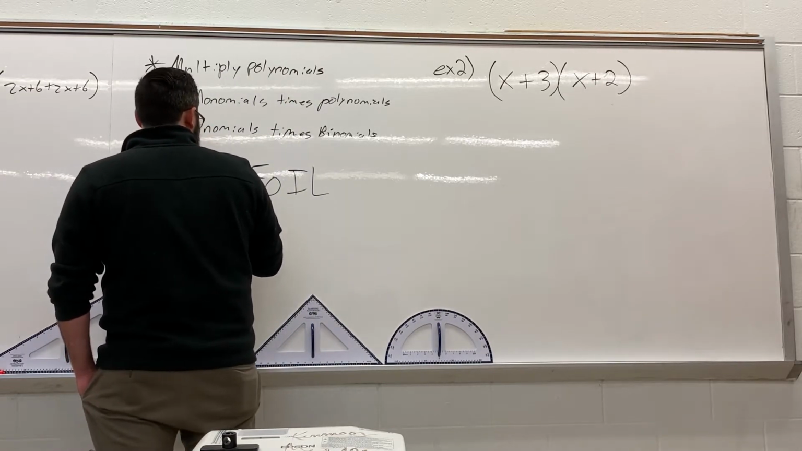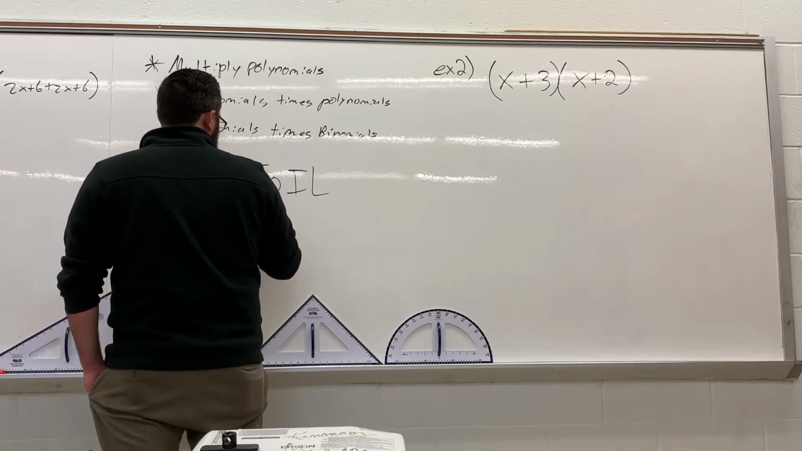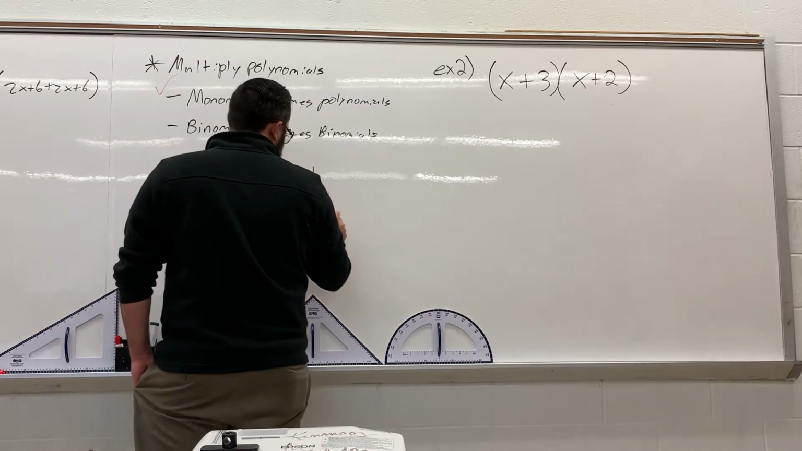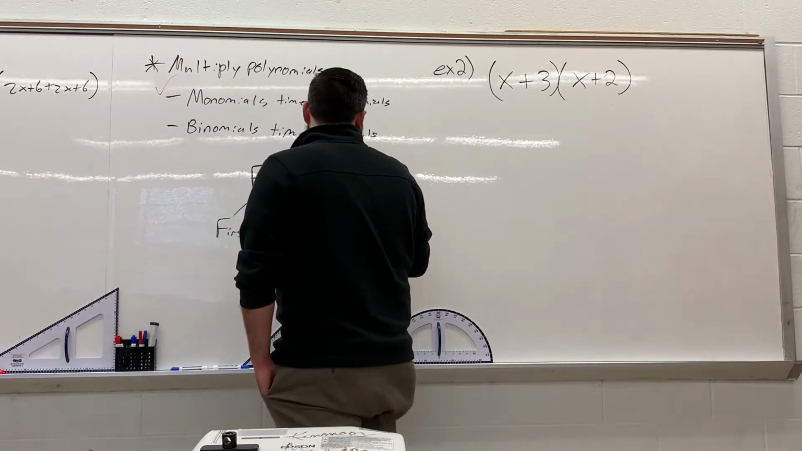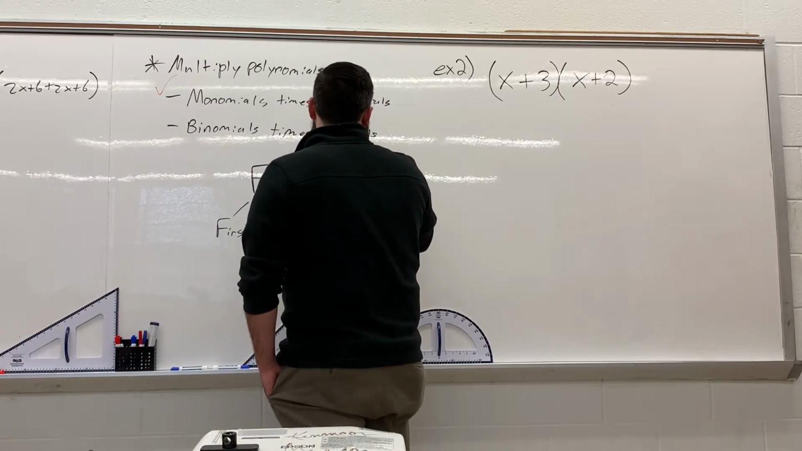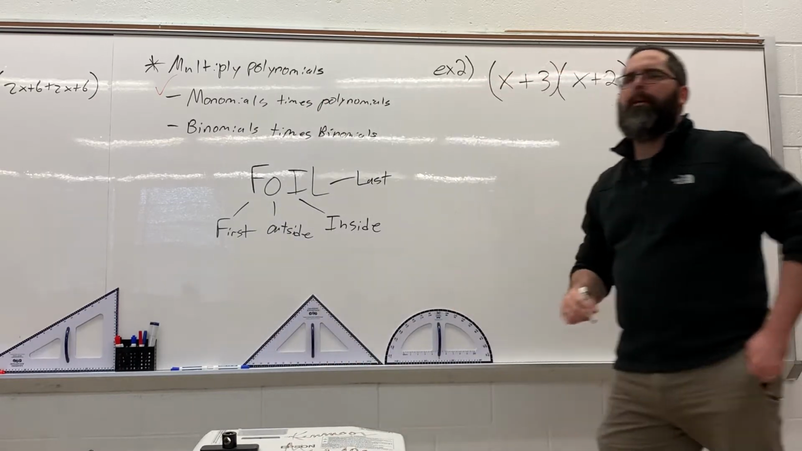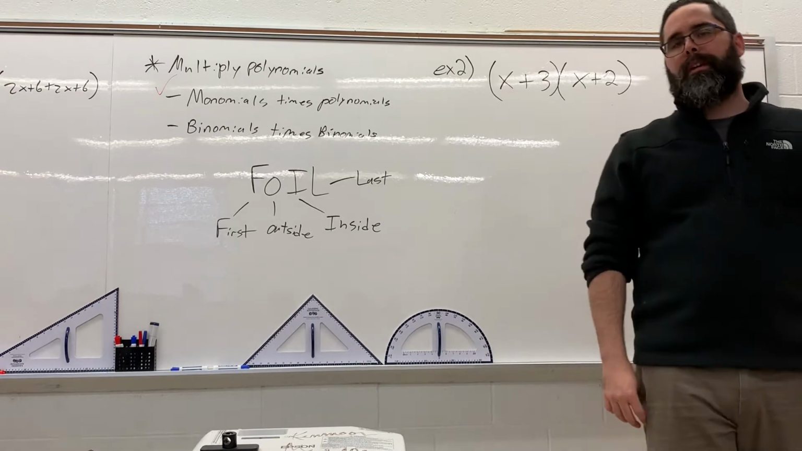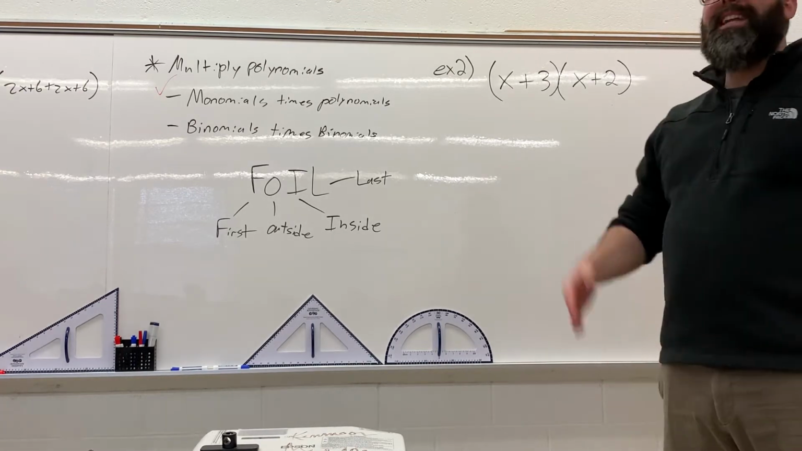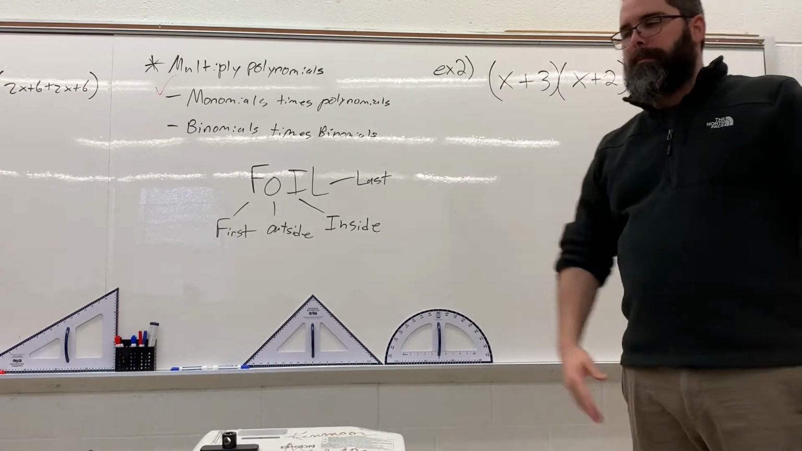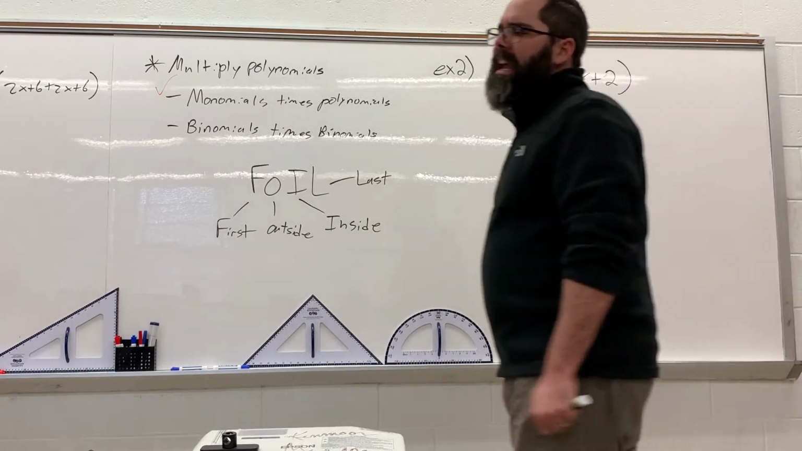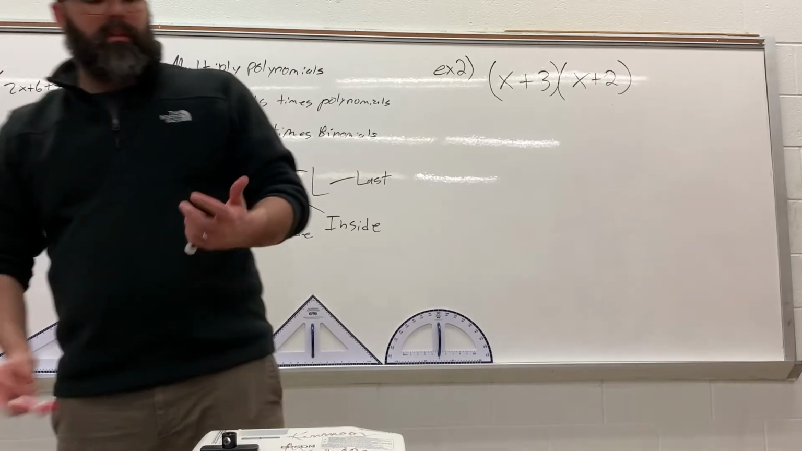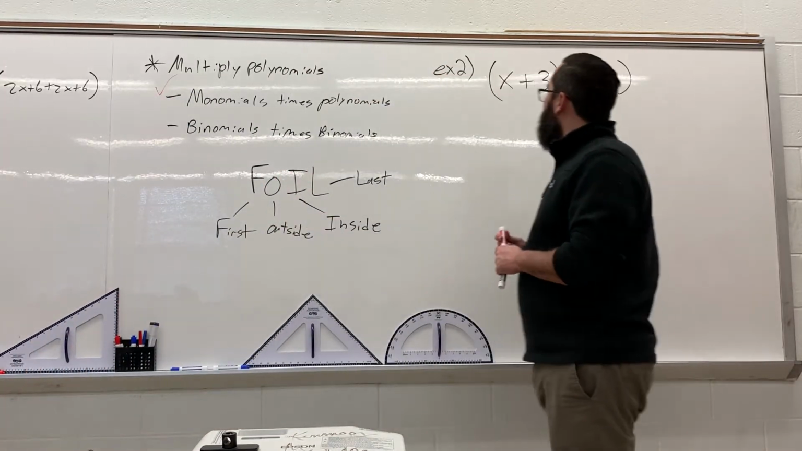F stands for first. O is outside. I is inside. And L is last. It's an acronym that helps us remember not to miss one of the multiplications. I'm going to demonstrate FOIL on this problem. And the table does the exact same thing, it's just a more visual representation. So let's look at this problem.